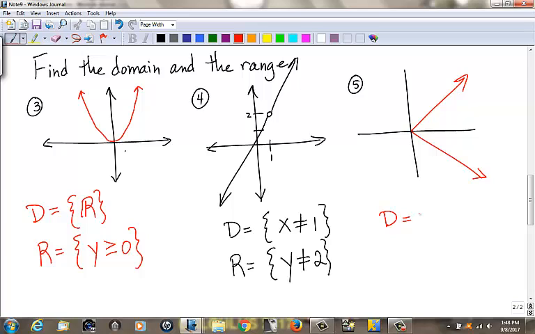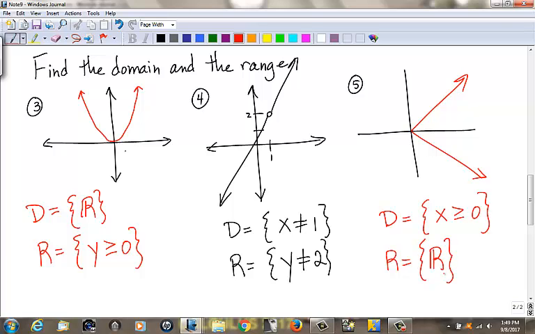Okay, for the domain, go left to right. What's my first x value? 0. First x value, so is x equal to 0? It's greater than or equal to 0, right? The x values in this picture are greater than or equal to 0. For the range, go from the bottom up. If I extend this graph on down, am I leaving out any y values? No. So for the range, it's a double bar R. It's all real numbers.